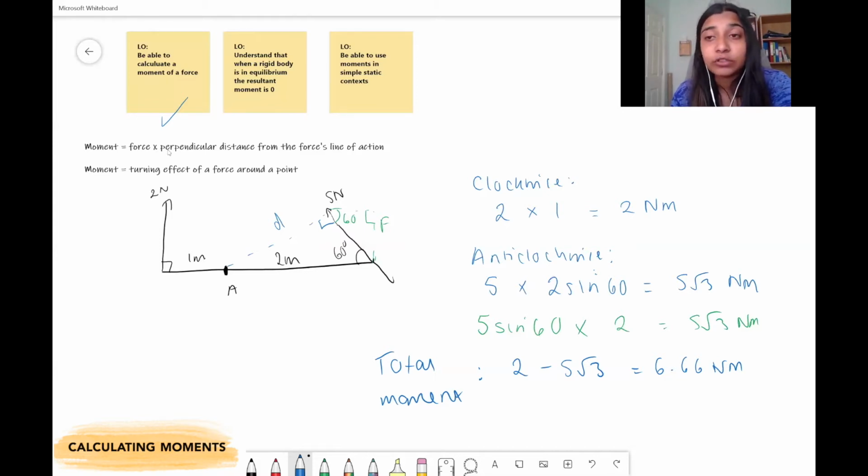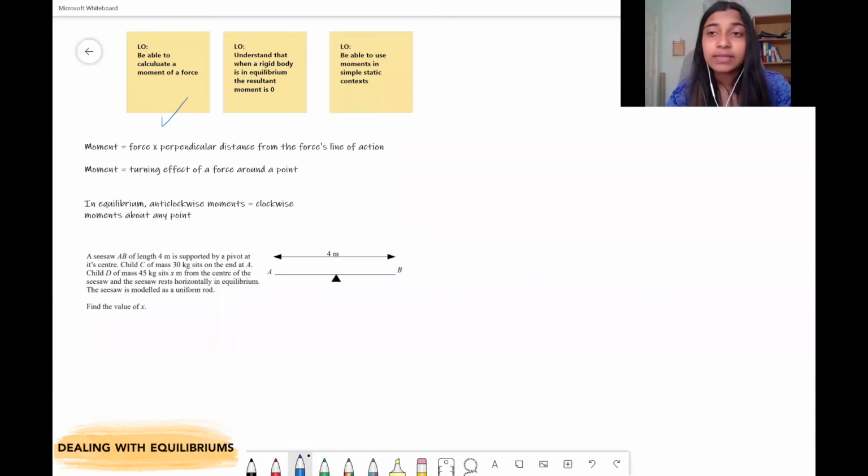Now let's move on to our second learning objective: if a rigid body is in equilibrium, the resultant moment is 0. This is just saying that if your system is in equilibrium, then your anti-clockwise moments will be equal to your clockwise moments about any point. So you could just apply this fact to any question you may get.